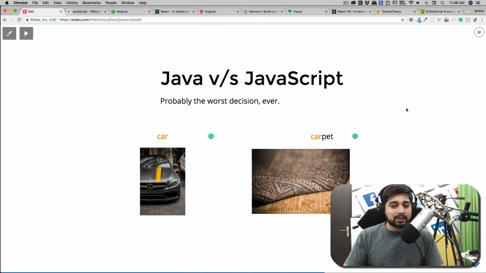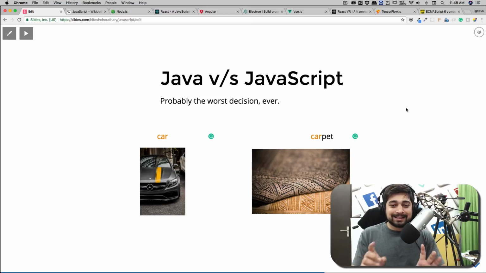Now, this brings us to the next question, which we are still answering: what's the difference between JavaScript and Java? This was probably the worst decision JavaScript ever made, to name it after Java. At that time, Java was so popular that it dominated. The decision was so poor that the language was introduced in 1995, and now it's 2018, almost gone, and we are still making videos on Java versus JavaScript.